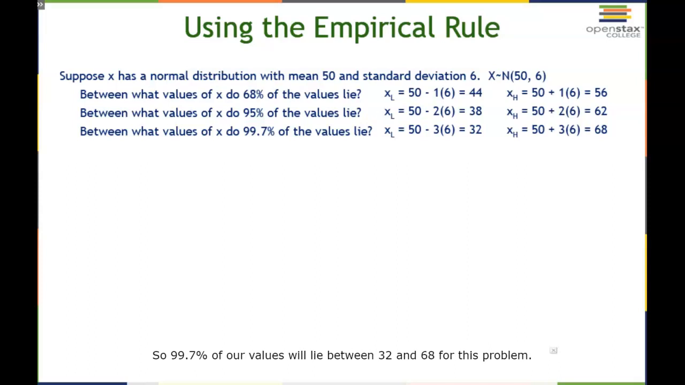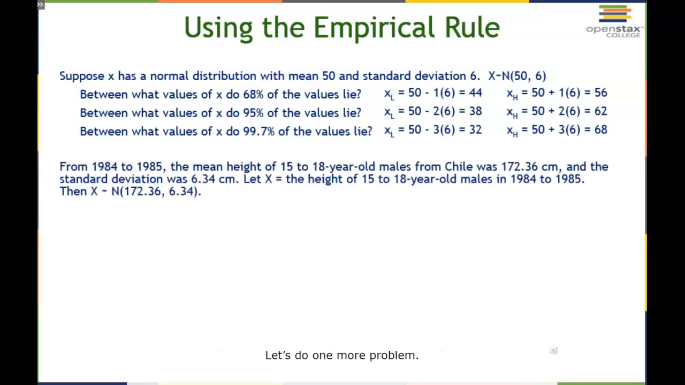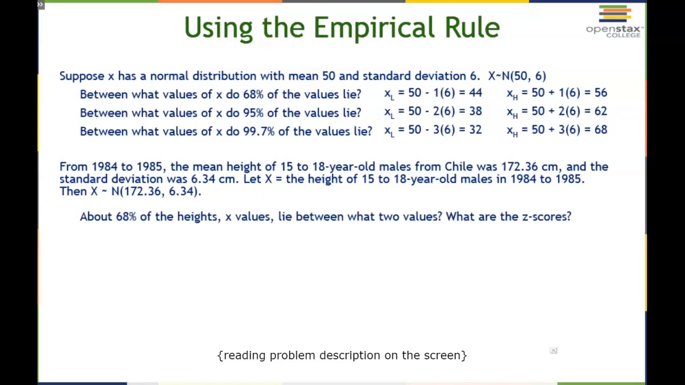Now let's do one more problem. From 1984 to 1985, the mean height of 15 to 18-year-old males in Chile was 172.36 centimeters, with a standard deviation of 6.34 centimeters. Let's let our X be the height of our 15 to 18-year-old males in 1984 to 1985. Excuse me, I missed it by a decade. Then our X will be the normal distribution of our mean of 172.36 and our standard deviation of 6.34.